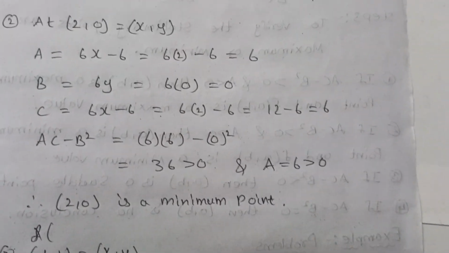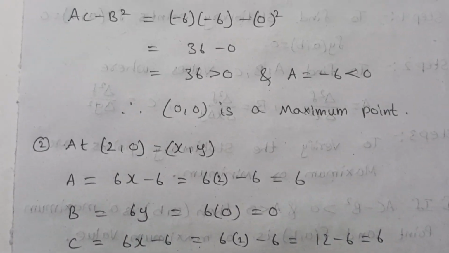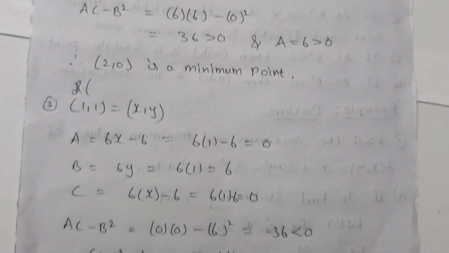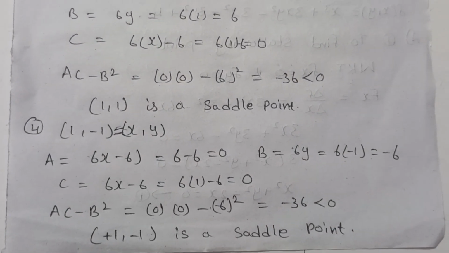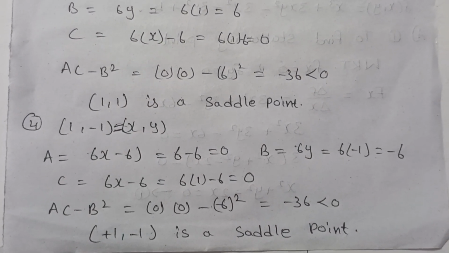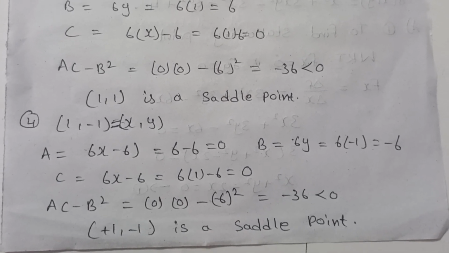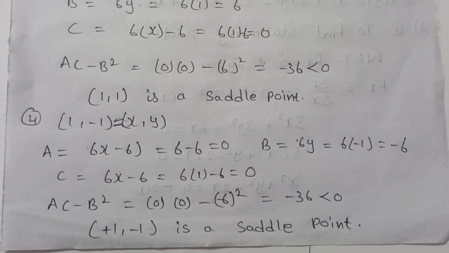So we are mainly writing the maximum point and minimum point, and also the maximum value and minimum value. Here, 0, 0 is the maximum point and 2, 0 is the minimum point. So mainly we are writing these minimum and maximum values. This is the concept of maximum and minimum for functions of two variables. It is a very important concept.